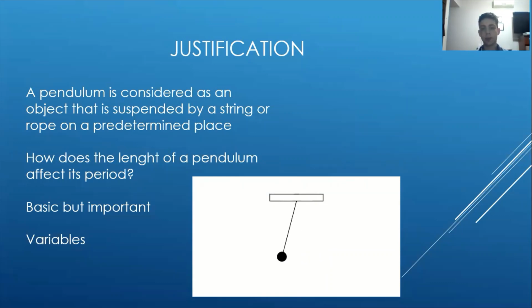And my justification for choosing this topic is that it's a basic thing, but it's also pretty interesting how a lot of variables can affect it. My main question for the project is, how does the length of a pendulum affect its period? Which basically means, depending on the length of the rope, how much time does it take to move?